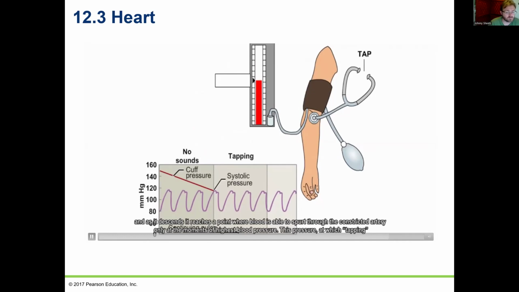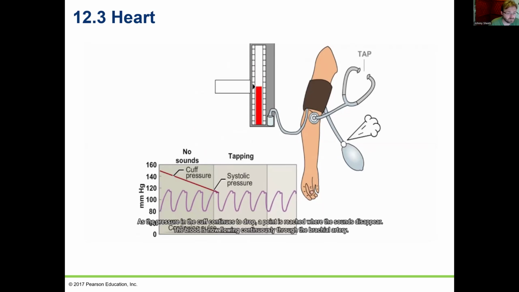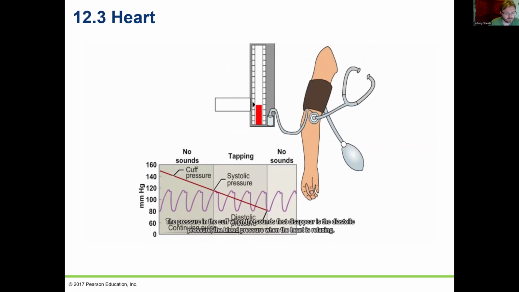This pressure at which tapping sounds are first heard is the systolic pressure, the blood pressure when the heart is contracting. As the pressure in the cuff continues to drop, a point is reached where the sounds disappear. The blood is now flowing continuously through the brachial artery. The pressure in the cuff when the sounds first disappear is the diastolic pressure, the blood pressure when the heart is relaxing. Blood pressure is reported in fractional notation, with systolic pressure as the numerator and diastolic pressure as the denominator. For example, a normal blood pressure might be 120 over 80 millimeters of mercury.